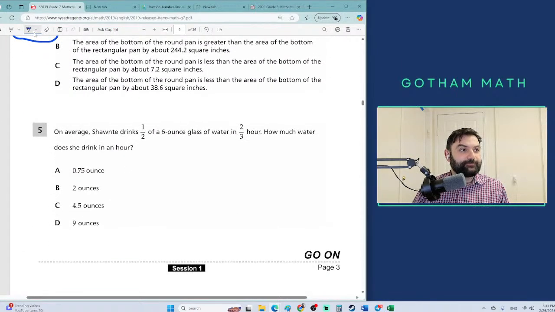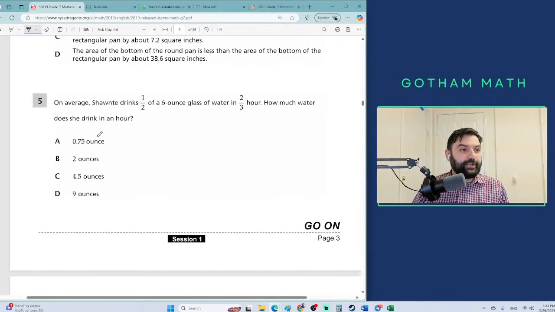Okay, moving on to question number 5. On average, Shantae drinks 1/2 of a 6-ounce glass of water in 2/3 of an hour. How much water does she drink in an hour?